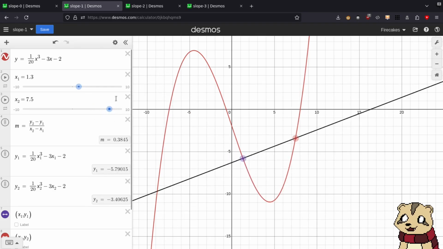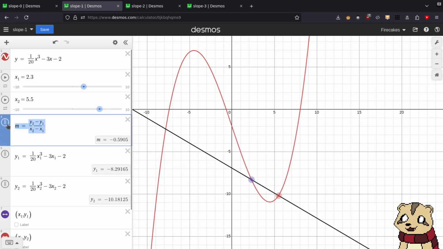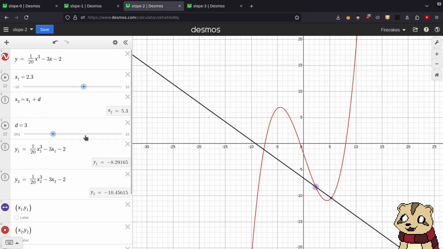We're doing the same thing as what we did with the line, where we have 2 points and then we find the slope between them. But for a curved line, we're going to try making them as close together as possible. And here you can see, for example, there's the slope formula. Doing nothing fancy here.